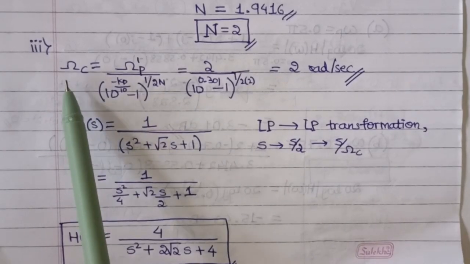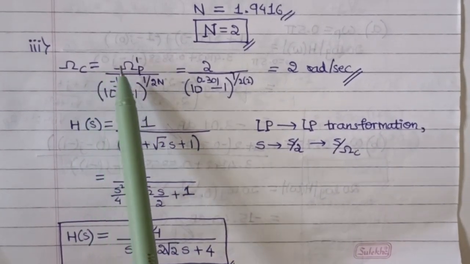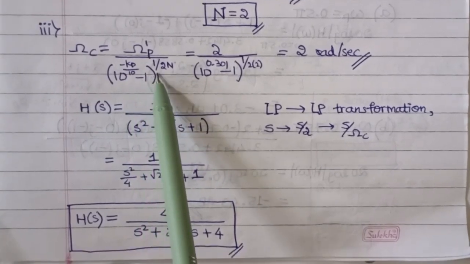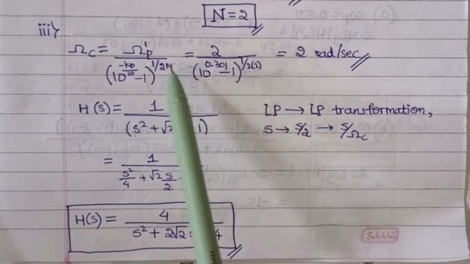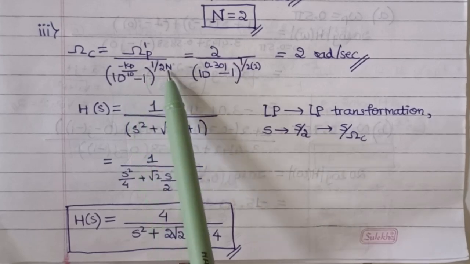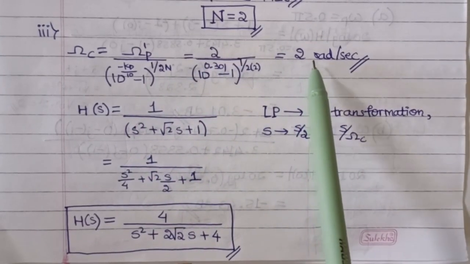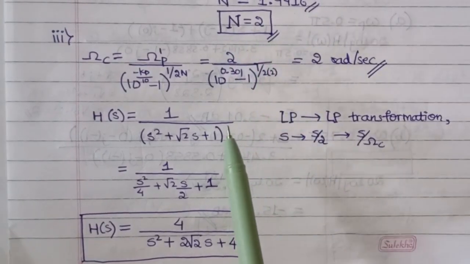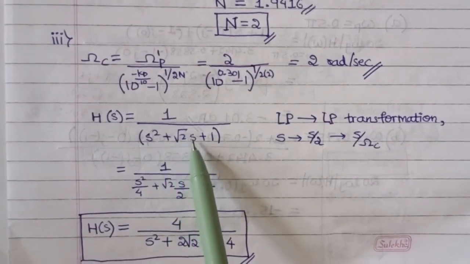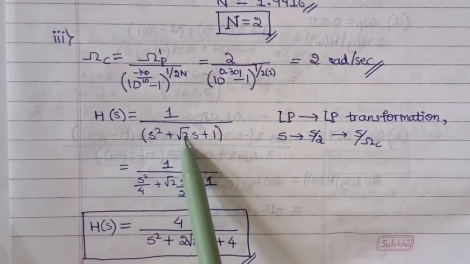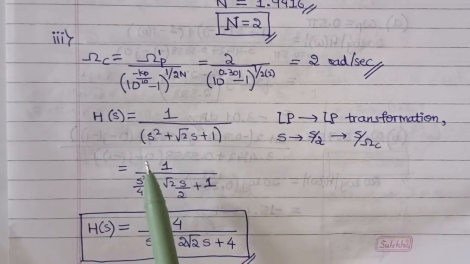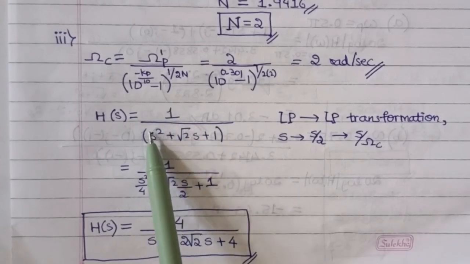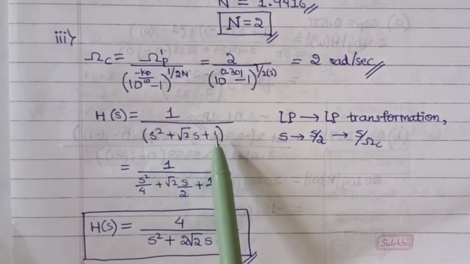Now we have to find the cutoff frequency omega c. Omega c is given by omega p dash divided by (10 raised to minus Kp by 10, minus 1) whole raised to 1 by 2N. Substituting the values of omega p, Kp and N in this formula, we get omega c is equal to 2 radian per second. For N is equal to 2, we know the Butterworth polynomial is s square plus root 2 s plus 1. Inverse of the Butterworth polynomial gives us the transfer function for order 2. Therefore, H(s) is equal to 1 divided by s square plus root 2 s plus 1.